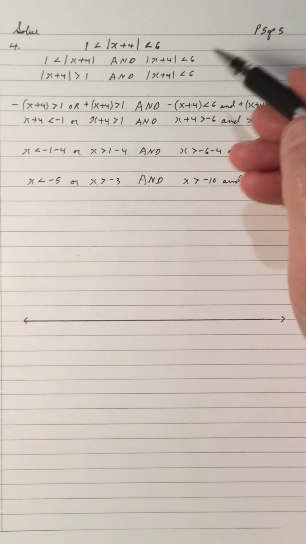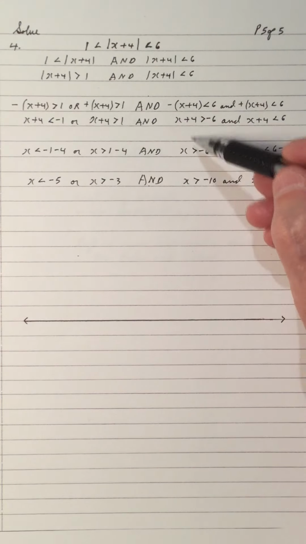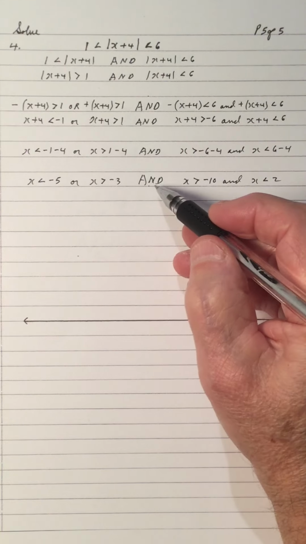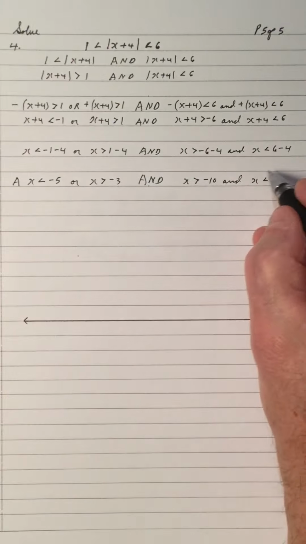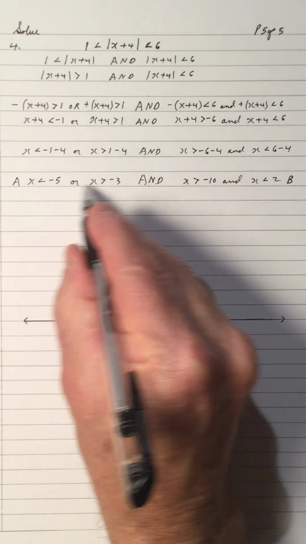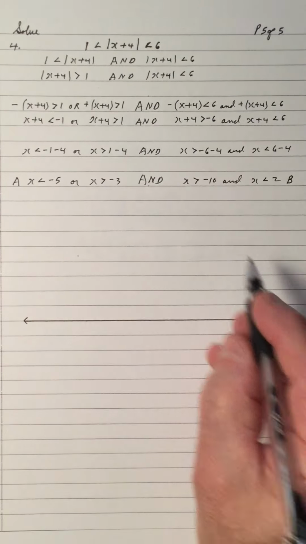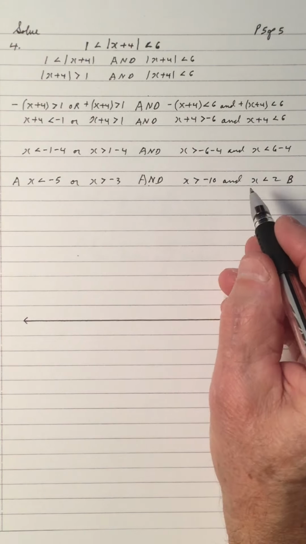So now we have this one worked out to here, and we have this one worked out to here. There's an and. So let's call this one A, because I'm going to do a graph on this, and call this one B. So this is the A. So we have, that's A, and this is B. So you see the two graphs.